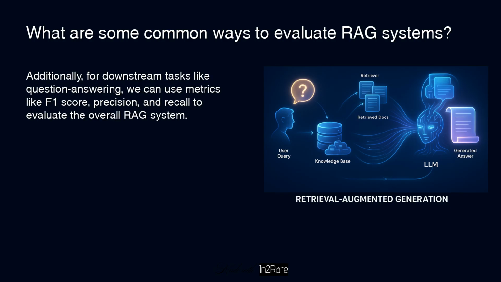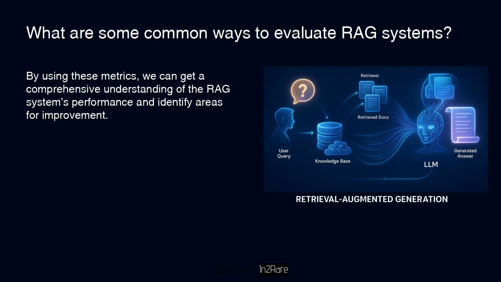Additionally, for downstream tasks like question answering, we can use metrics like F-score, precision, and recall to evaluate the overall RAG system. By using these metrics, we can get a comprehensive understanding of the RAG system's performance and identify areas for improvement.